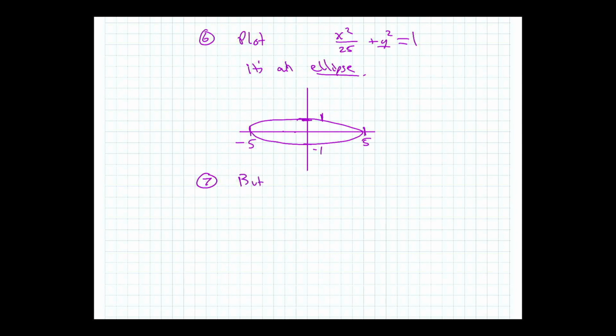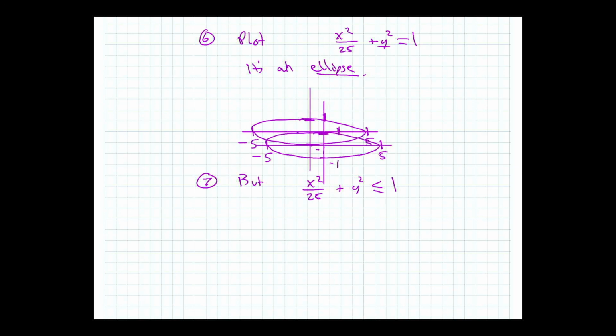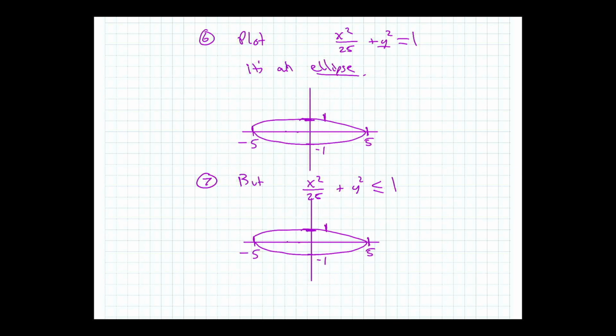Then the last thing is to recognize that what we actually had was not the equals. We had x squared over 25 plus y squared is less than or equal to 1. So that's going to be the exact same thing, right? The difference is that we should have the inside of that ellipse included. And so that's what we would need to plot on our graph when we're doing this as a homework assignment.